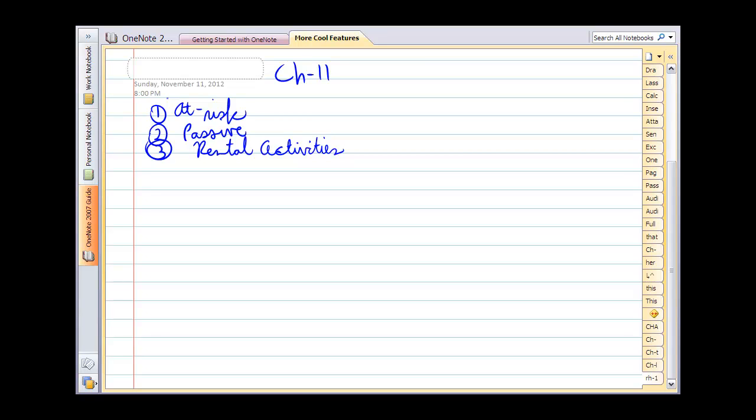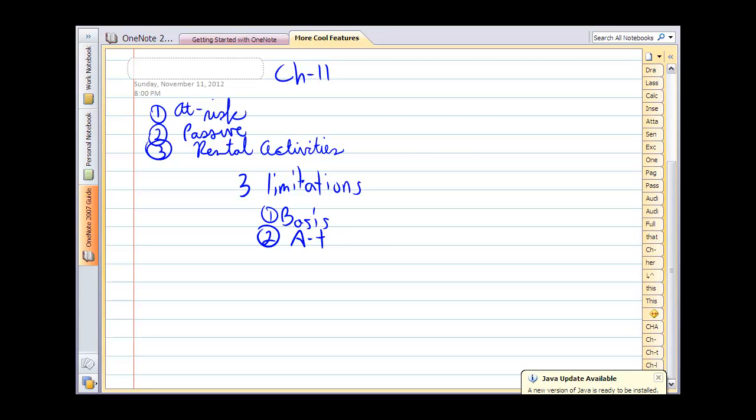It simplifies things. In general we have three limitations, so the limitations on losses, that is. Now shoot, I can't write. We have the basis limitation, the at-risk limitation, and then we have the passive loss limitation. So those are the three limitations we have when we're determining whether or not we can deduct a loss.